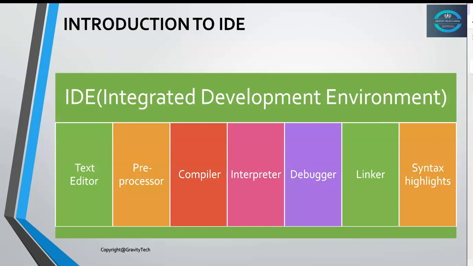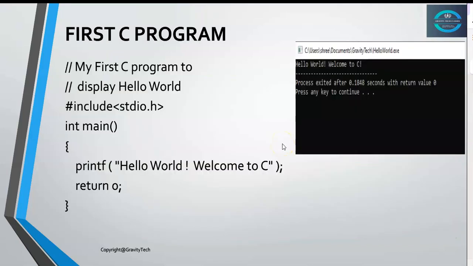Let's look at the first C program and then we'll go to the life cycle of a C program. Mostly people write their first C program as printing hello world on the screen. Here is a simple C program which simply prints hello world, welcome to C on the screen, which is called the console. Don't worry about the syntax. If you don't understand it, each and every line you will come to know in the upcoming sessions.